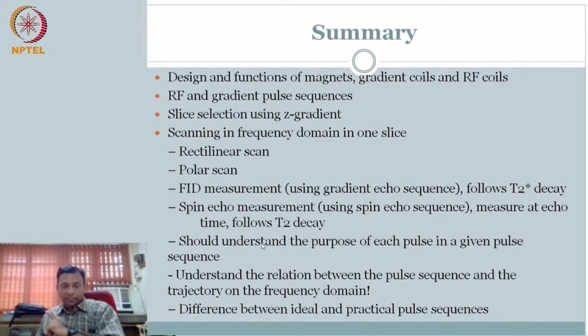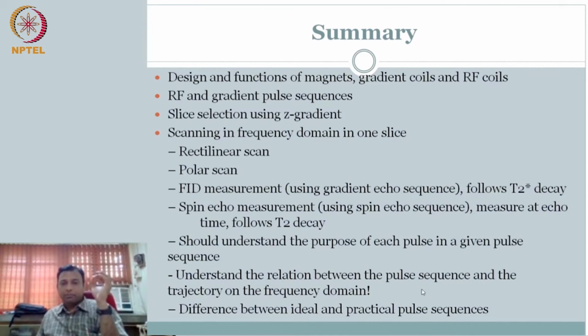But critically, I would like you to pay attention to the last three. That is the most important take home that I want you to understand from this module. You should understand the purpose of each pulse. You have a pulse sequence. For each pulse you should understand the physics, what aspect of the physics this pulse is exploiting, and therefore how the signal is getting its contribution. It is always f of xy. Physics gives the meaning for this f of xy. So can you see that?